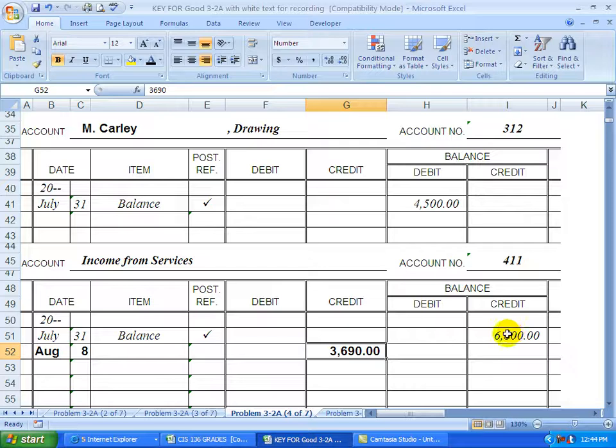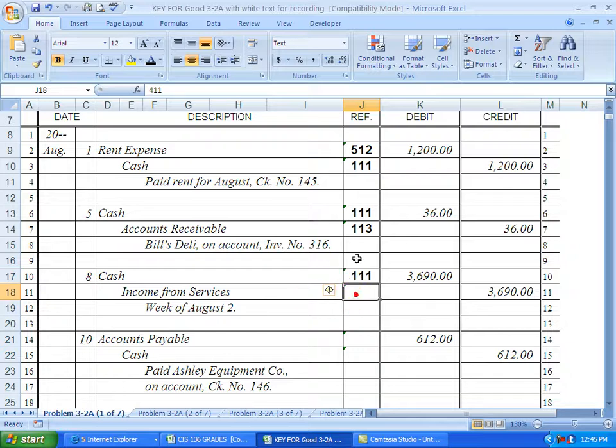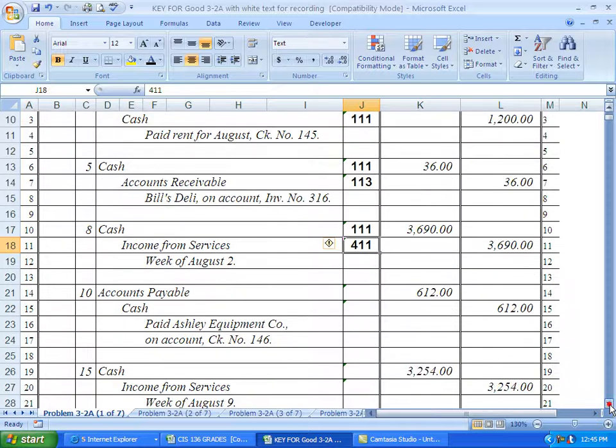When we update the balance here, we have a credit balance, and we're crediting a credit. If you think in terms of a T account, both of these numbers would be on the same side, so you add them. And now we're going to have a credit balance of $10,490. Came from journal page 5. We take 411, go back to our journal and put in the account number here to show, yes, I have put it in that account. It has been posted.